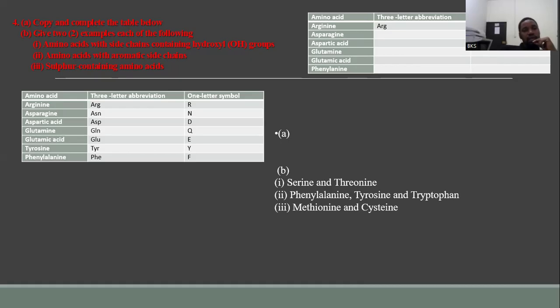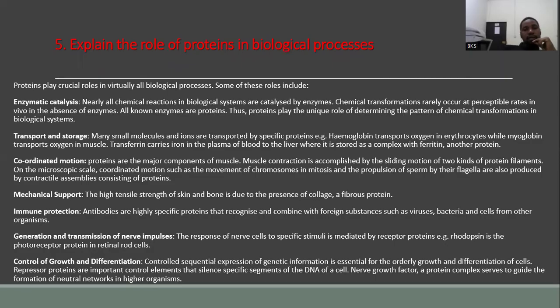Now the next question says: give two examples of each of the following amino acids. With side chains containing a hydroxyl group, we have serine, threonine, and the other one mentioned here is tyrosine. Amino acids with aromatic side chains: they have phenylalanine, tyrosine, tryptophan. We say two, so we have the two here. Sulfur-containing, we have methionine, cysteine.